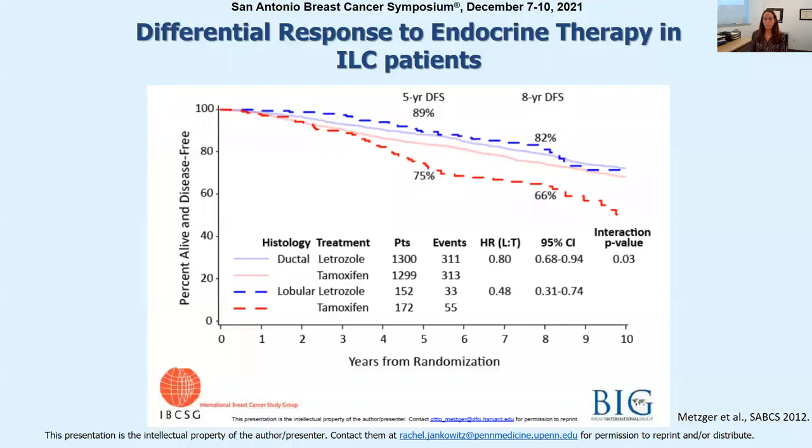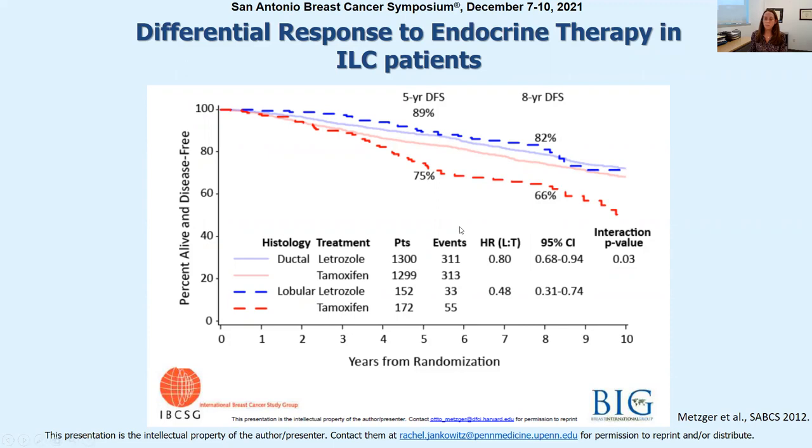As background, we know that the EBC-TCG meta-analysis showed that aromatase inhibitors are more effective than tamoxifen as endocrine therapy for postmenopausal patients with early-stage breast cancer. Some reports have suggested greater benefit for aromatase inhibitors versus tamoxifen in lobular versus ductal carcinomas.